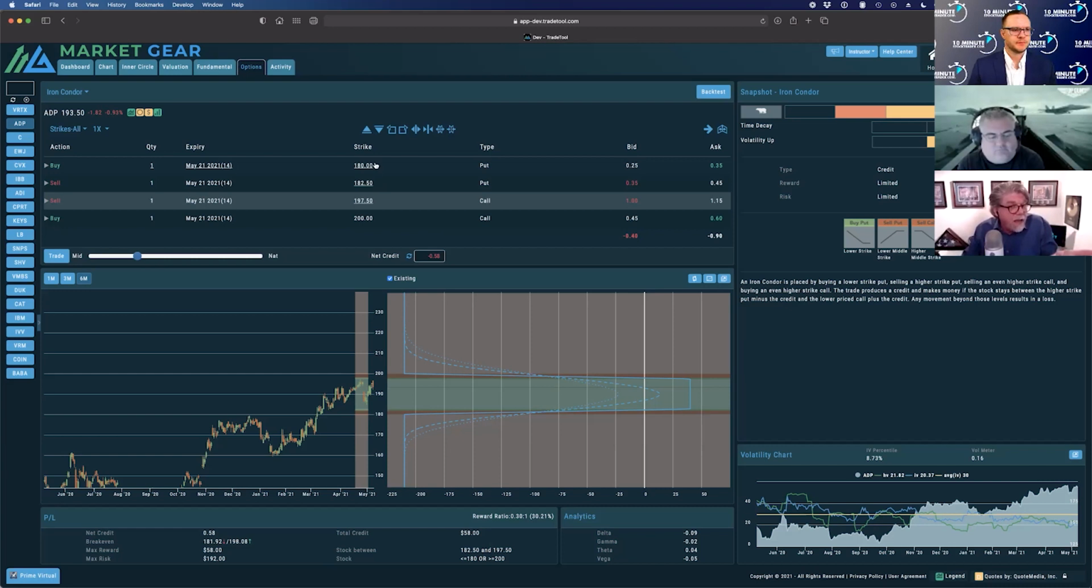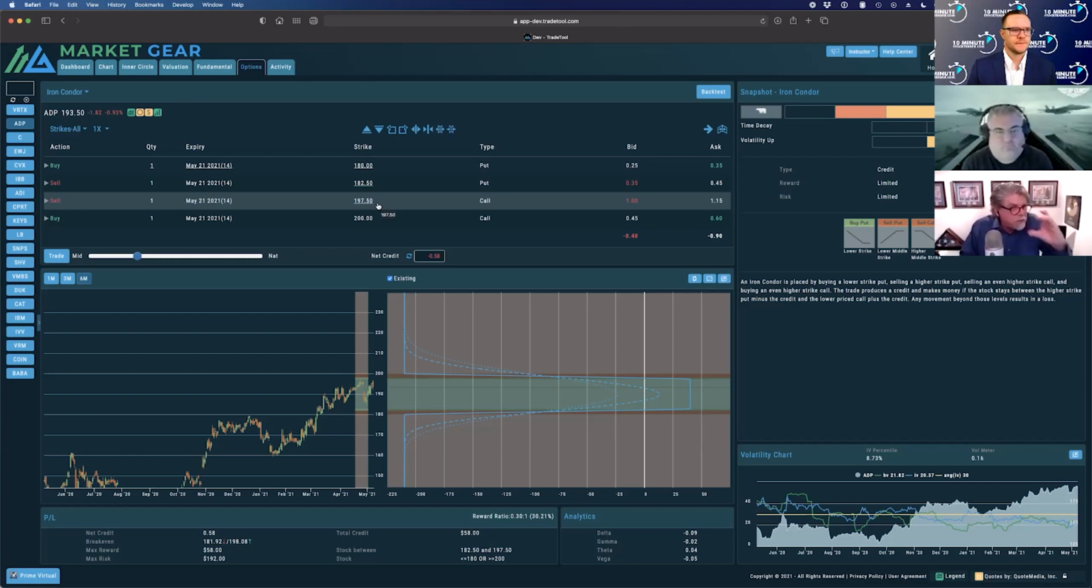But in this case, 180 to 182.50. I have a $2.50 wing, and I have a $15 body. Right? You follow me? I got this wide range for the stock to be able to move in, and my risk factor, the tighter the distance between the price you bought and sold, and again, the distance between what you bought and sold on the put side and the call side are going to be the same, right?